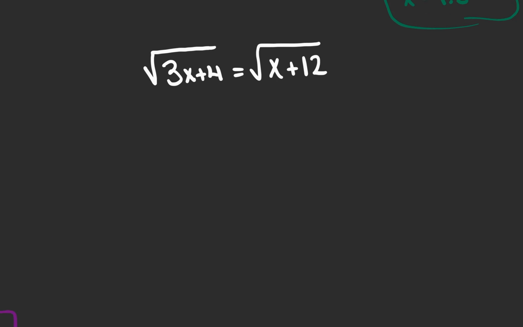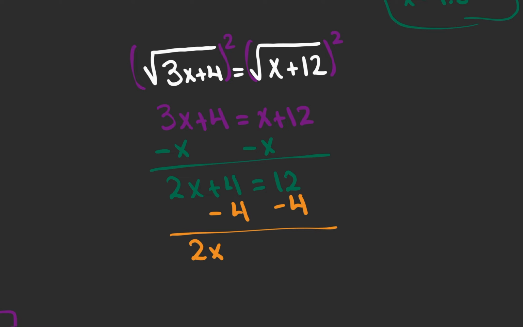For the next question, I have the square root of 3x plus 4 equals the square root of x plus 12. My first step is to square both sides. This will leave me with 3x plus 4 is equal to x plus 12. I will then subtract x on both sides. This will leave me with 2x plus 4 is equal to 12. I will then subtract 4 on both sides.